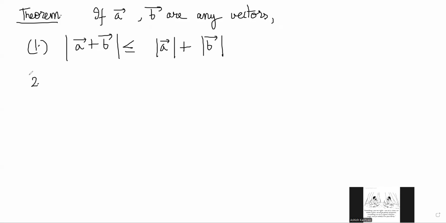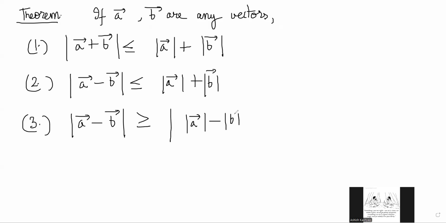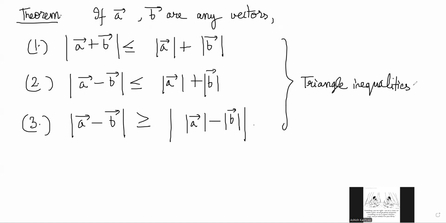We also have other versions of it. We can also say mod of A minus B is less than equal to mod of A plus mod of B. And third thing that we can say is mod of A minus B is going to be greater than equal to mod of A minus mod of B. So these three together are known as the triangle inequalities. So how do we prove these triangle inequalities?